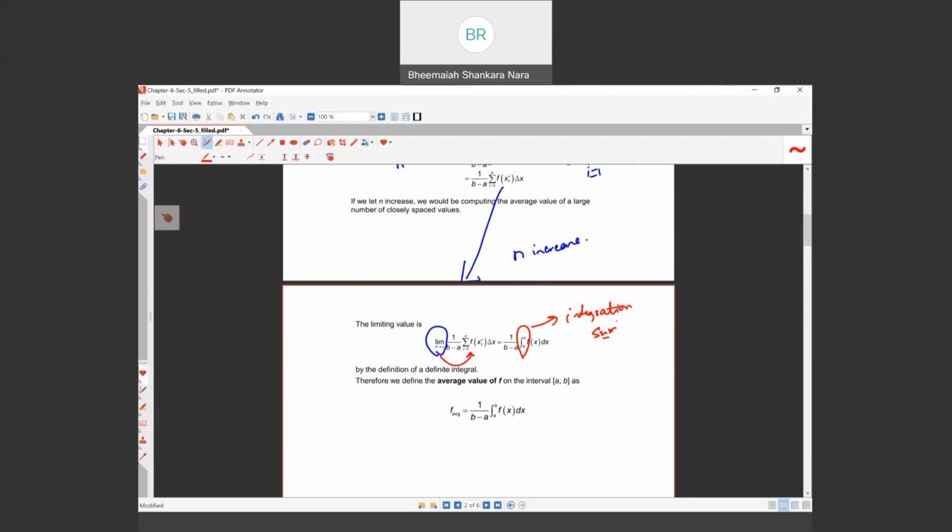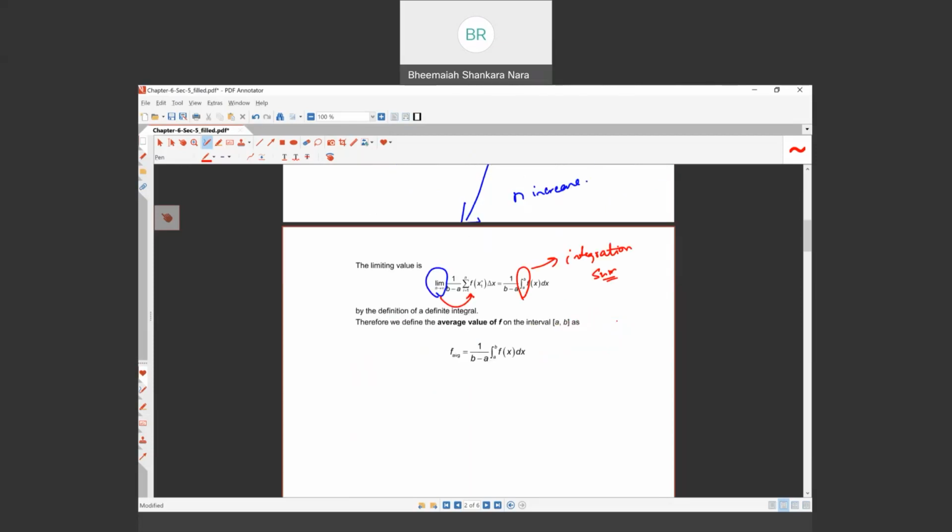Now, average value of the function f on the interval ab is finally this formula which we derived, 1 divided by b minus a, the difference of interval, times the integral a to b f of x dx. So this is the average value formula for any given function f of x, where x lies between the two endpoints, say a and b.